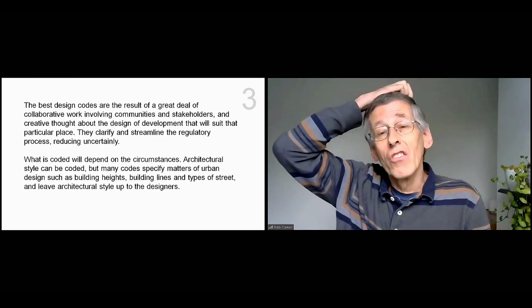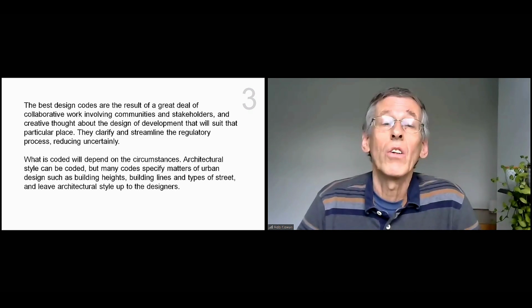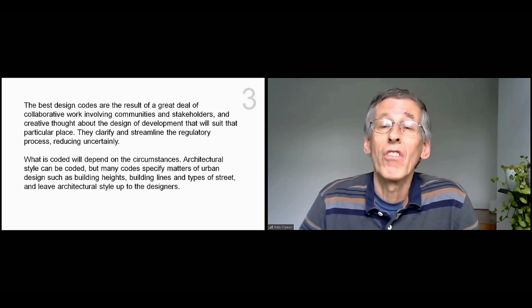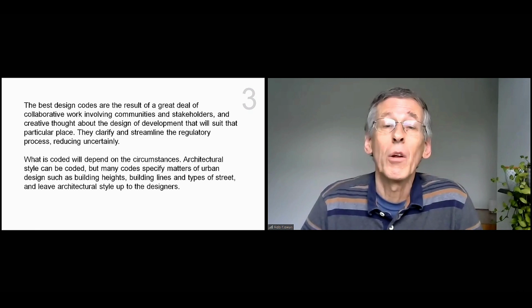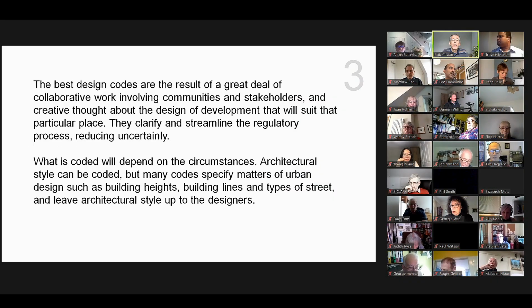The best design codes are the result of a great deal of collaborative work involving communities and stakeholders, and creative thought about the design of development that will suit a particular place. They clarify and streamline the regulatory process, reducing uncertainty. What is coded will depend on the circumstances. Architectural style can be coded, but many codes specify matters of urban design, such as building heights, building lines, and types of street, and leave architectural style up to the designers.